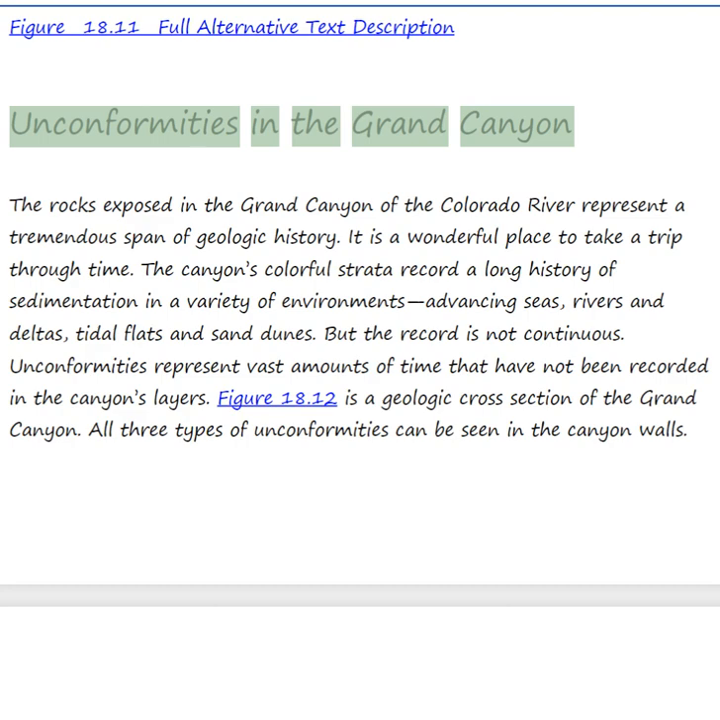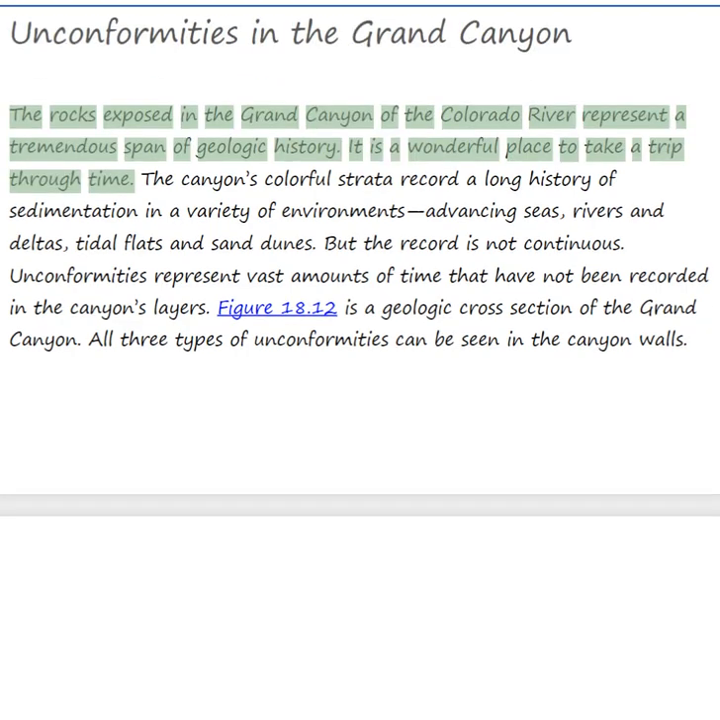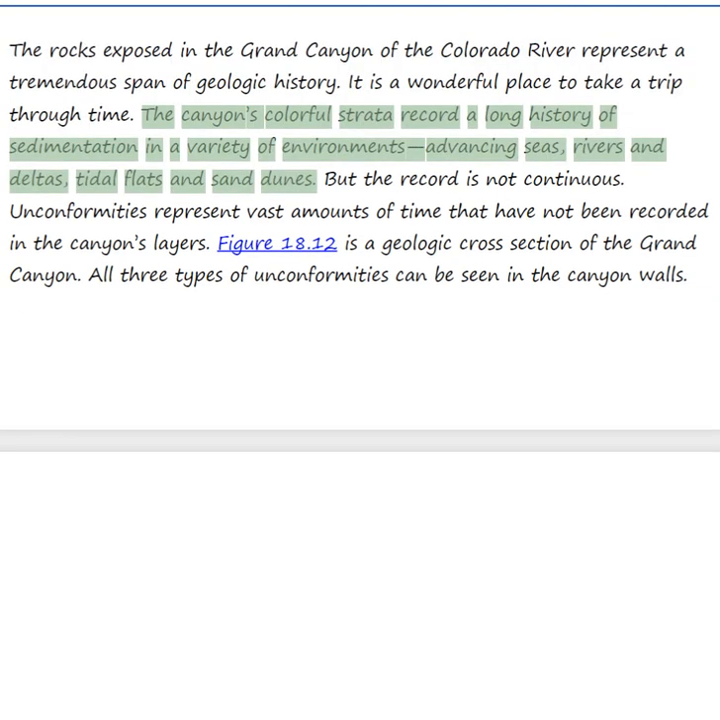Unconformities in the Grand Canyon. The rocks exposed in the Grand Canyon of the Colorado River represent a tremendous span of geologic history. It is a wonderful place to take a trip through time. The canyon's colorful strata record a long history of sedimentation in a variety of environments: advancing seas, rivers and deltas, tidal flats and sand dunes.